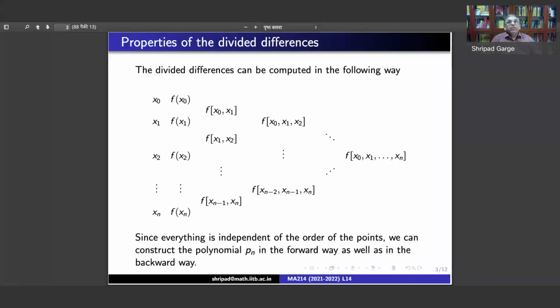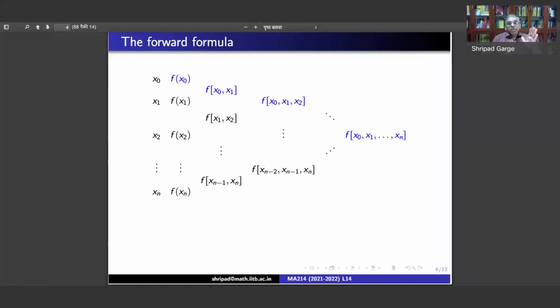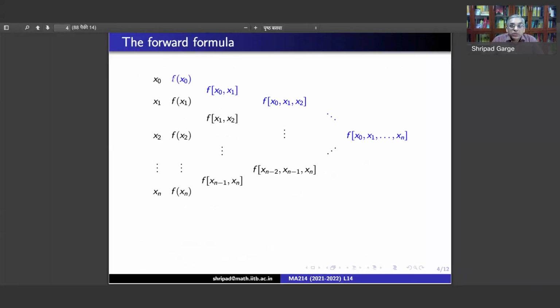In particular, we are going to tell you two such ways, the forward and the backward, and those formulae we will write down for you. So for instance, I'm again writing the same table and I have written some entries in the blue color. The blue color means that I'm going to use these blue entries to write my polynomial, the Lagrange polynomial.